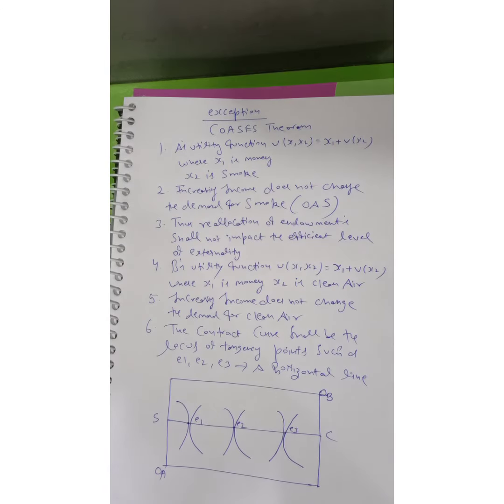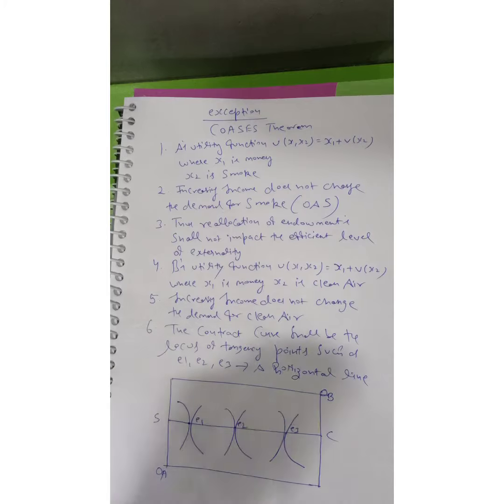Thus, reallocation of endowment shall not impact the efficient level of externalities. Remember the normal case where mutual give and take actually gave them a Pareto efficient point. But here, the preferences are such that even if you offer the other guy some money in return for either less smoking or clean air, depending upon who has the right, that doesn't work because the preference is quasi-linear, which says even if you increase income, the consumption of their other good, in case of A smoking, in case of B clean air, is not going to change.